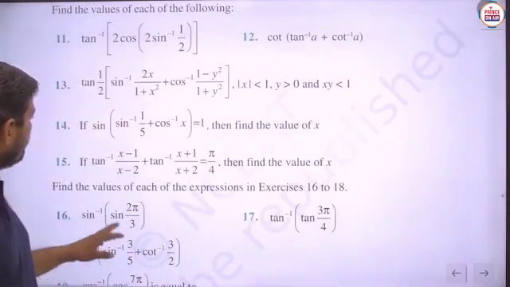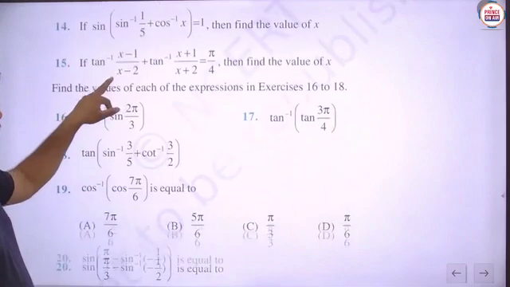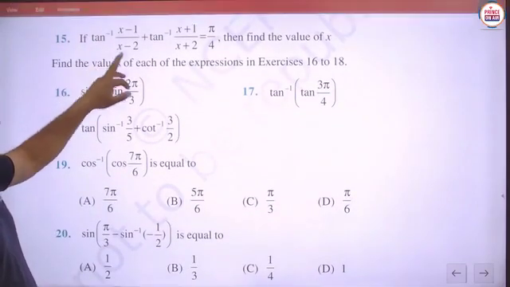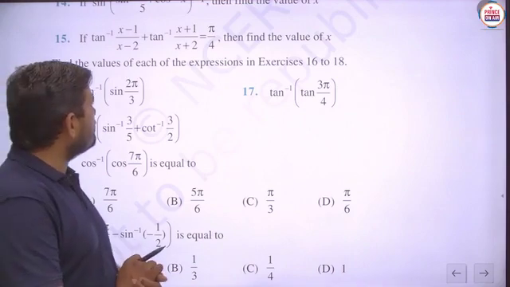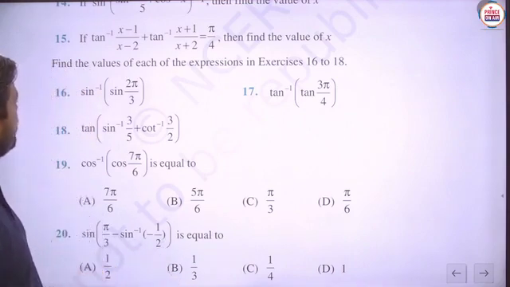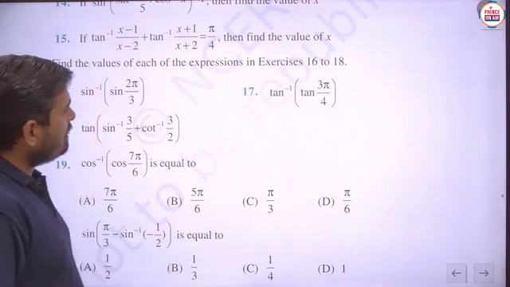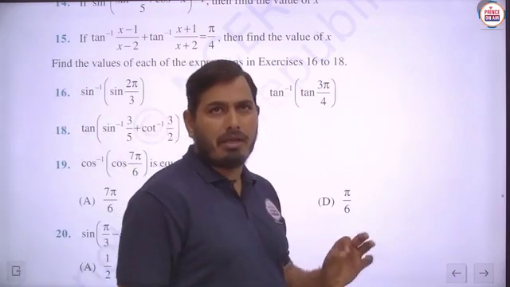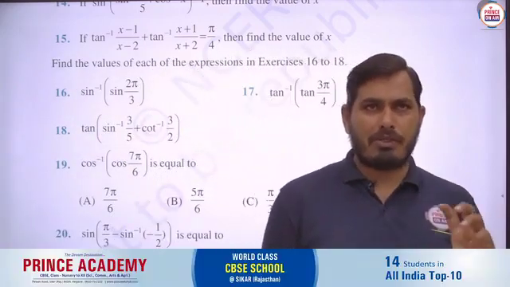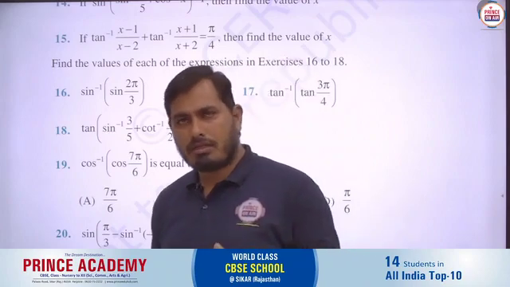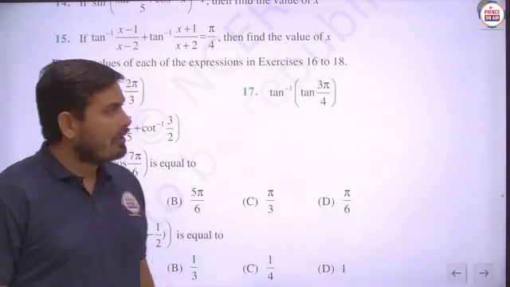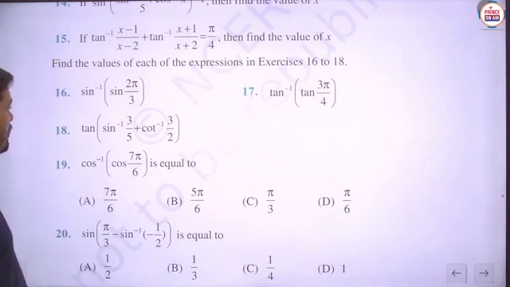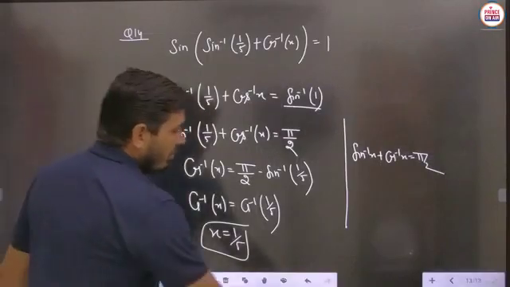Again, in this question number 15, you can check: tan inverse of (x minus 1) upon (x minus 2) plus tan inverse of (x plus 1) upon (x plus 2) equals pi by 4. Then we have to find the value of x. Here such expressions in terms of x are given, and we have to simplify the part to obtain the value of x. Is it clear? So no problem in this question. Just we will take this question number 15.